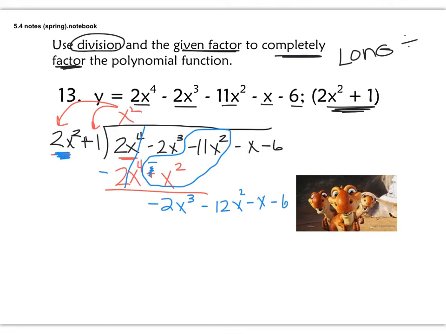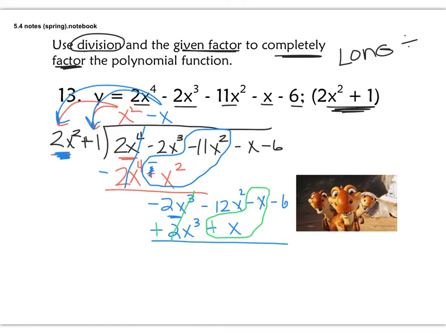What do you multiply 2x squared to get negative 2x cubed? Well, I need a negative, and I need another x. So we distribute. Negative x times 2x squared is negative 2x cubed. Negative x times 1 is negative x. And then we have to change your signs. That cancels. Again, be very careful. Your like terms are not lined up. So we have a negative 12x squared. My like terms actually cancel out. And then we have a minus 6.